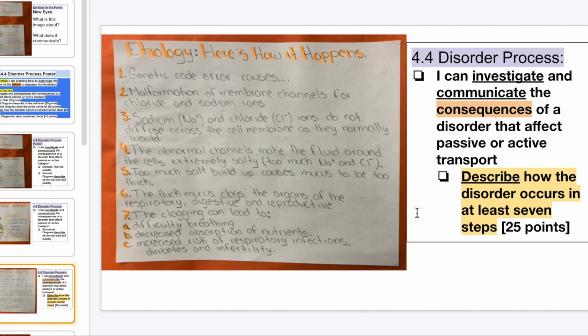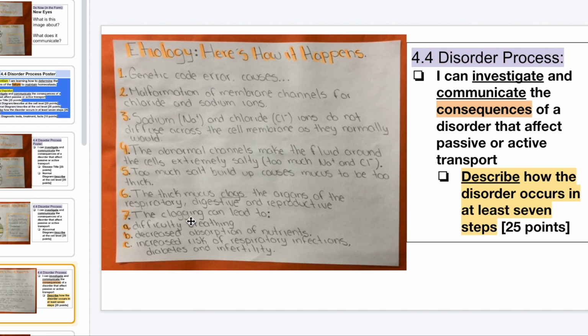So here's what the teacher is able to do to identify: has the student communicated the consequences? Have they described the consequences in 7 steps? Yes, they have. I can see it even without these numbers, but the numbers are very helpful. I can see verbs. This causes, there's a verb. Malformation, that's a verb kind of process. And then I can see a verb here, diffuse or do not diffuse. Something doesn't diffuse right. Then next I see channels make fluid salty. So I see a verb there. That deserves its own step. Too much salt buildup causes, there's another verb for that step. And then the next one, clogs, is our verb.